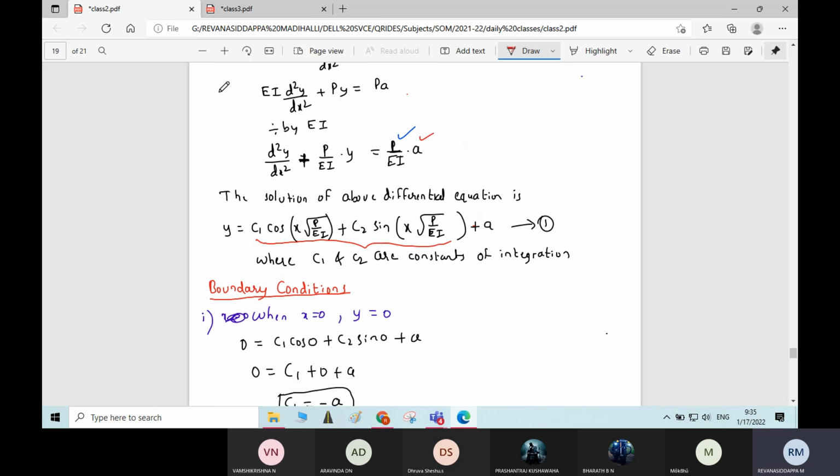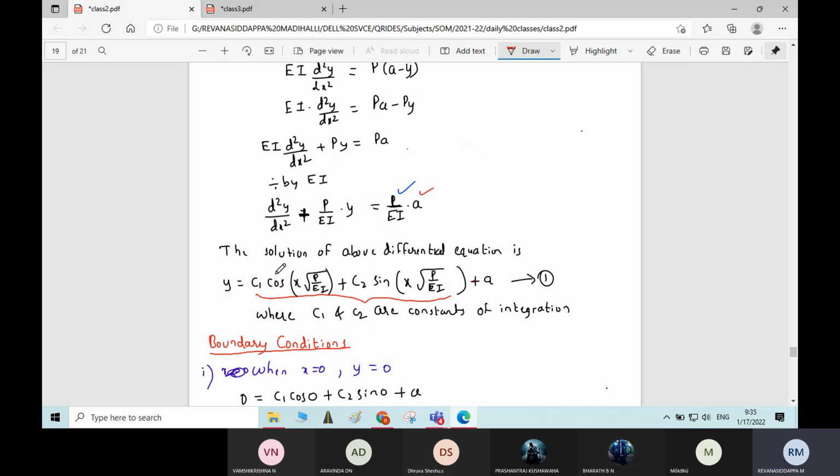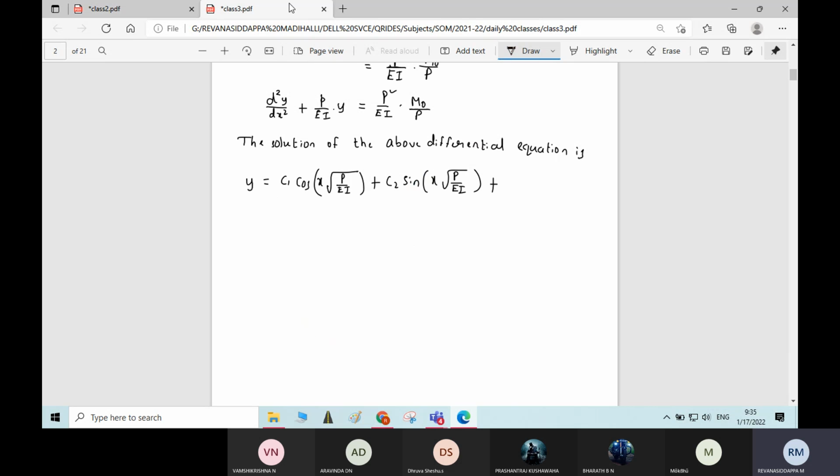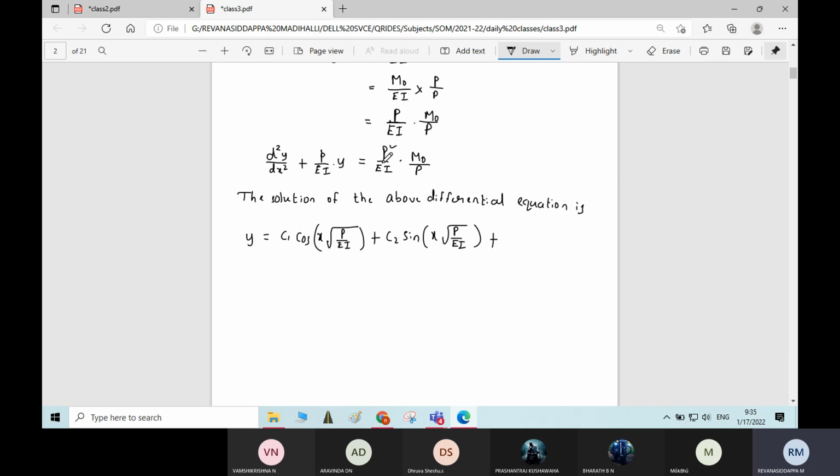Very simple. You refer to the previous solution. See, same equation plus multiplication constant A. Whatever the multiplication constant we have for P by EI, that I have written. Similarly, here what is the multiplication constant for P by EI? M naught by P is the multiplication constant for P by EI. So plus M naught by P.